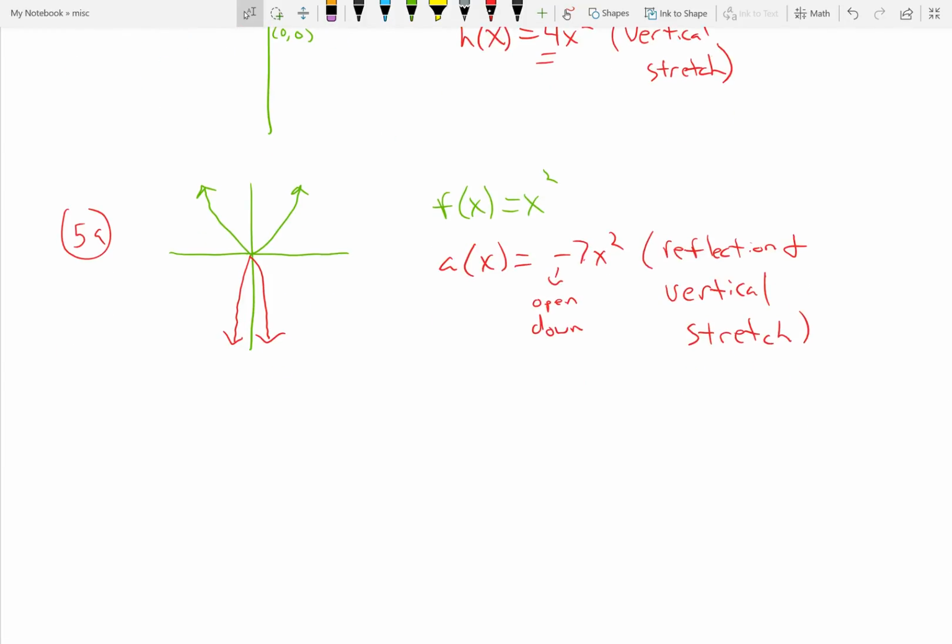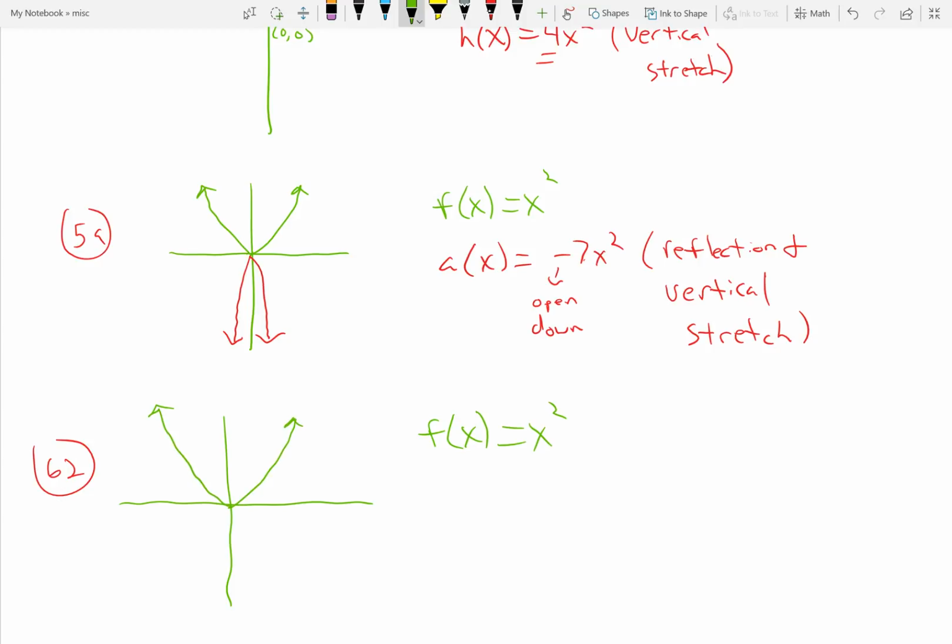62. Again, we have our parent function, f of x equal x squared. It's this parabola. And we're going to transform it, the new one called g of x is equal to x squared plus 3. Well, this number here causes it to translate, slide. This is a vertical translation.